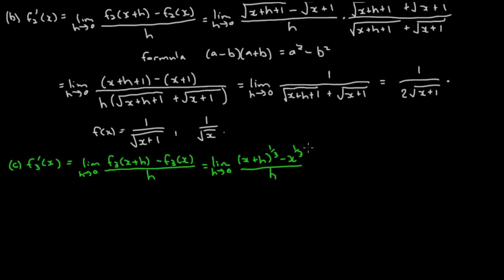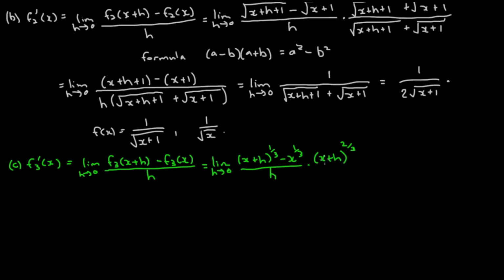Now again, we have a numerator that's not easy to simplify, so we might think about using the same formula as we did here, which would give us x plus h to the 1/3 plus x to the 1/3. But if we multiply this term by this term, we only get x plus h to the 2/3, which is not very good, so we might need to backtrack here, and we'll try an exponent of 2/3.